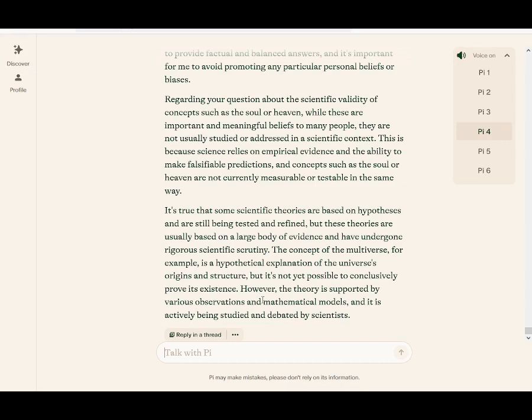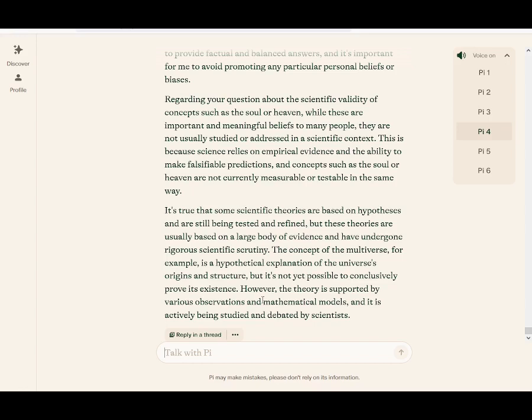This is because science relies on empirical evidence and the ability to make falsifiable predictions, and concepts such as the soul or heaven are not currently measurable or testable in the same way. It's true that some scientific theories are based on hypotheses and are still being tested and refined, but these theories are usually based on a large body of evidence and have undergone rigorous scientific scrutiny.